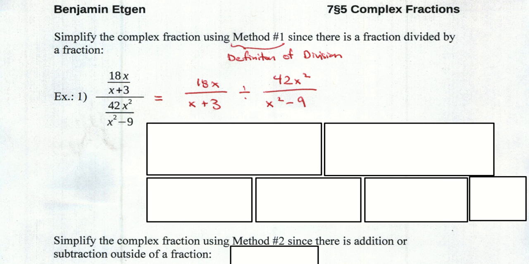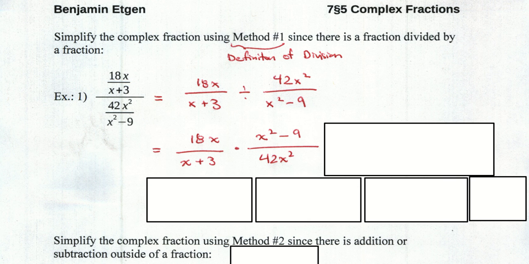Now, the moment you see it in this form, you think, okay, this is exactly what we do with fractions in an arithmetic class. We're going to rewrite this as multiplying by the reciprocal. So that division becomes multiplication, and the second fraction becomes its reciprocal. So notice that the numerator, the 42x squared, has moved downstairs where the x squared minus 9 used to be. And similarly, the x squared minus 9 moved upstairs. That's the reciprocal. So we're multiplying by the reciprocal, and of course we don't multiply.